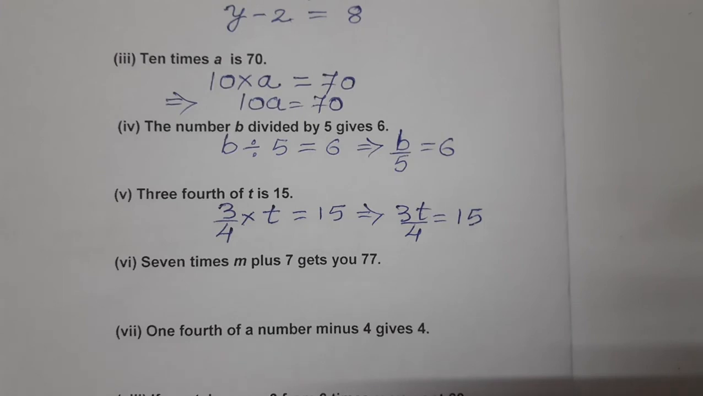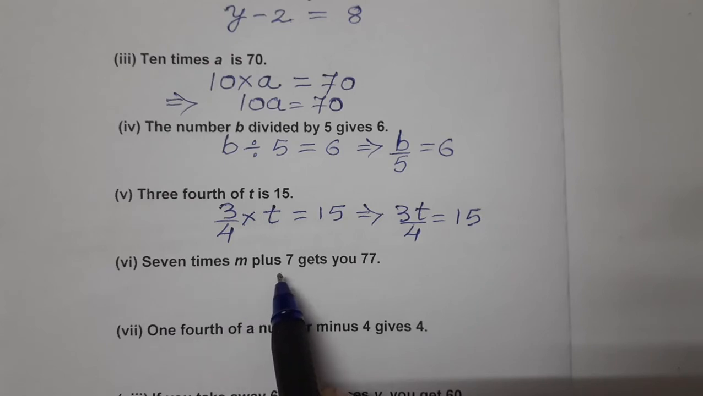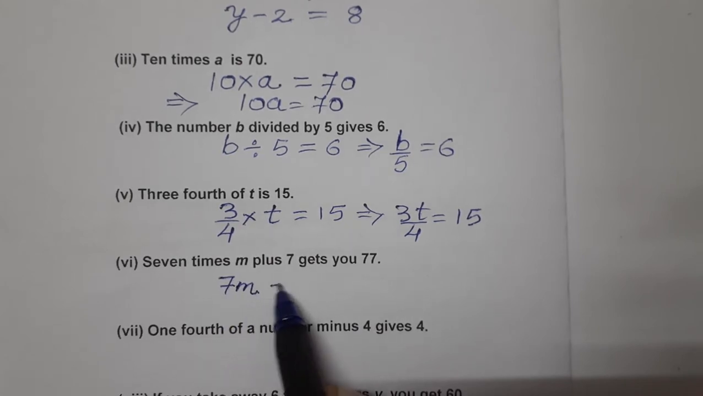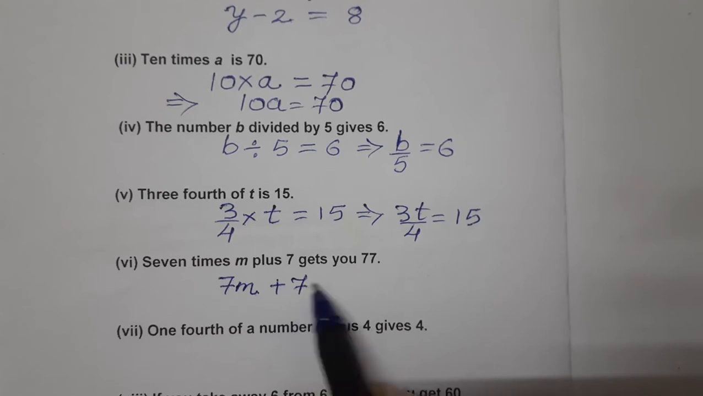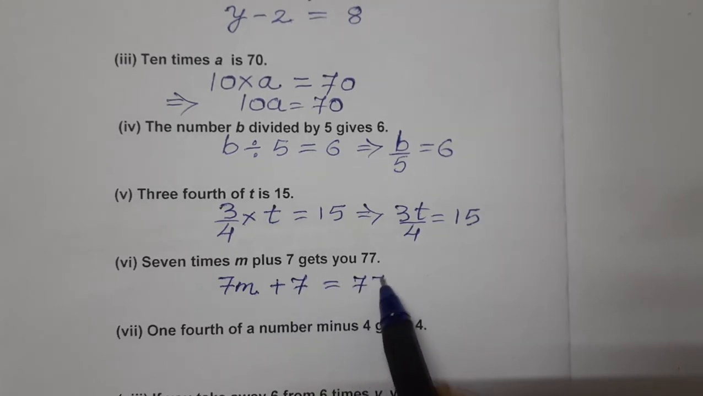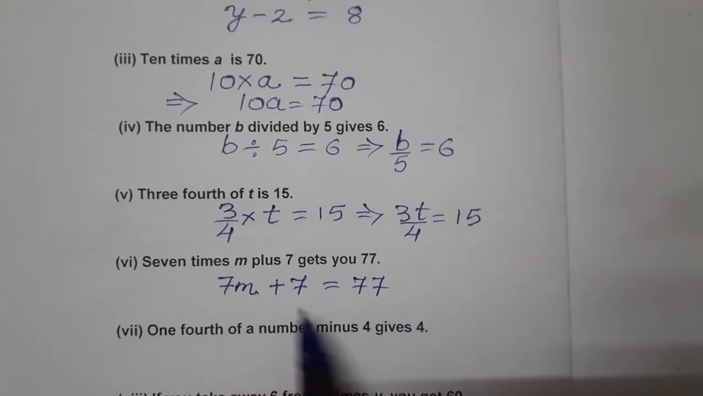Now, see the next one. What is the next one? 7 times m. 7 times m means 7m. Plus 7 gets you 77. Clear? 7 times m, 7m plus 7 equals 77.